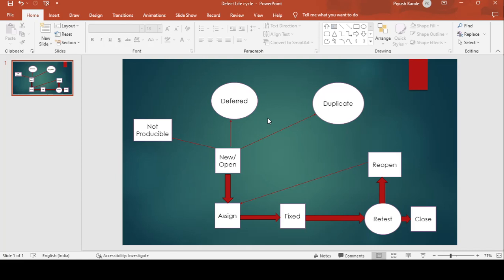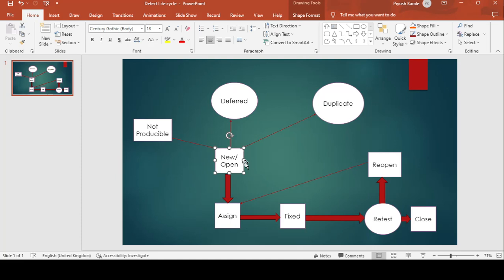The defect life cycle is nothing but this: at the time of testing, the tester finds a defect. When he is performing any kind of testing, like smoke testing, sanity testing, retesting, regression testing, the tester can find a bug, and at that time he makes the status of that defect new or open.